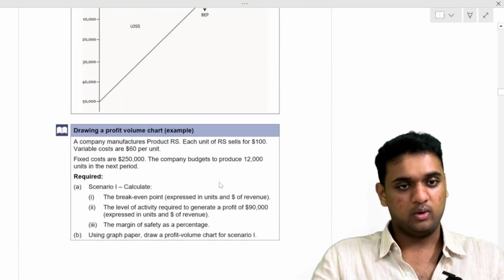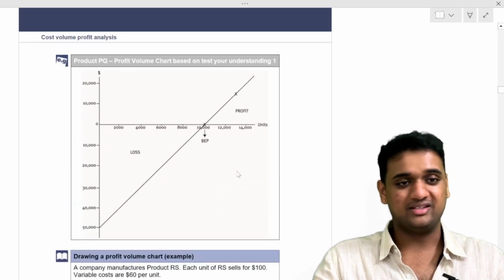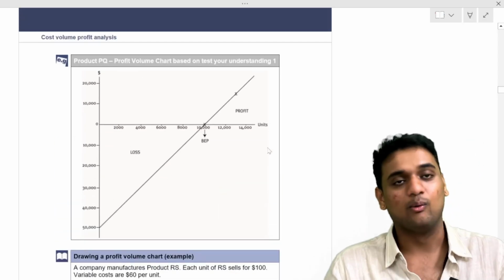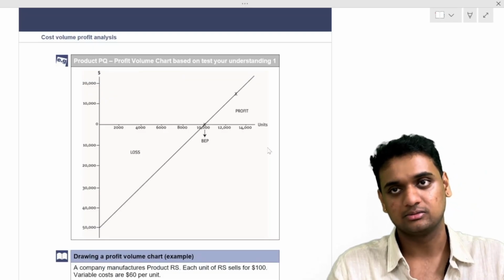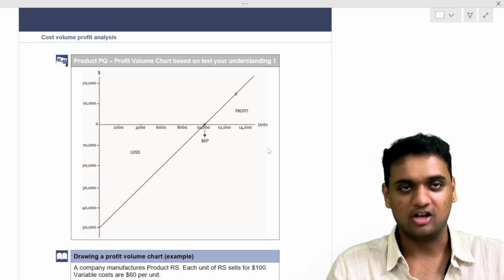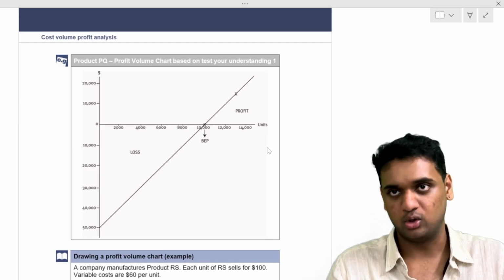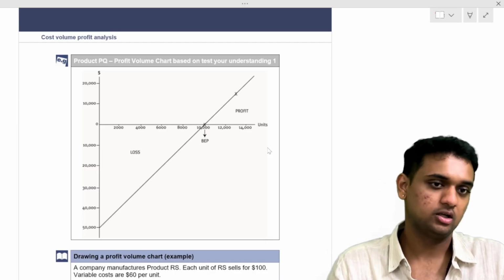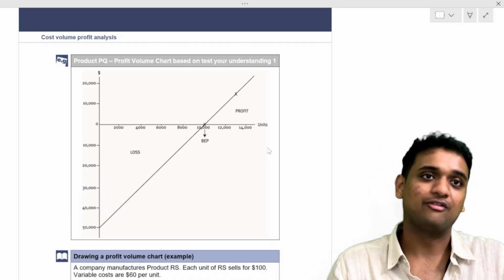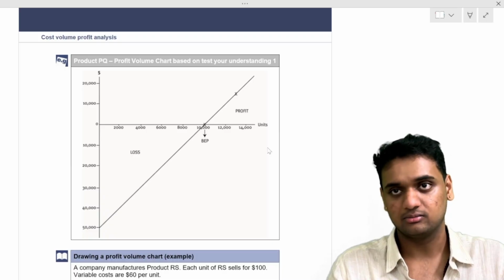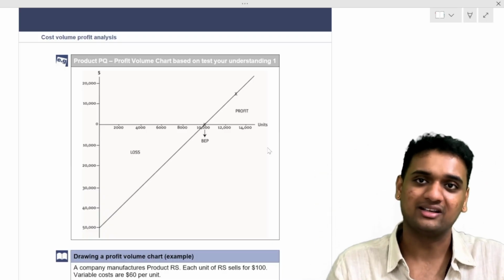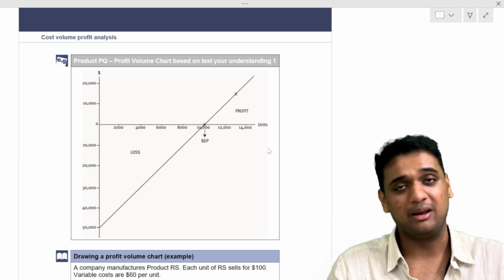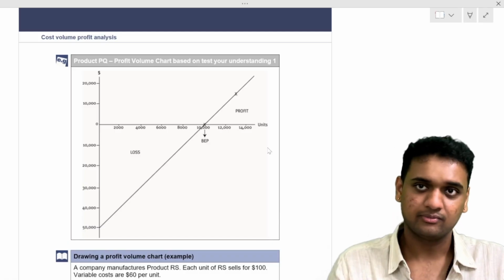Now we will draw one more graph. What is the graph we drew now called? It's called a break-even chart. The graph you drew currently is called a break-even chart. Now we are going to draw a graph called a PV chart, profit volume chart. What was the previous chart called? Break-even chart. In the break-even chart, what is the y-axis?